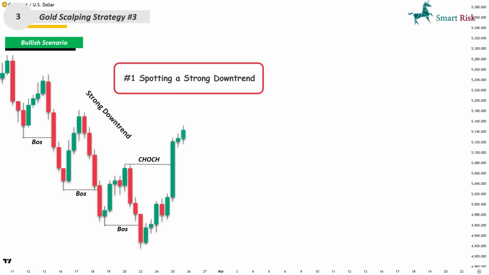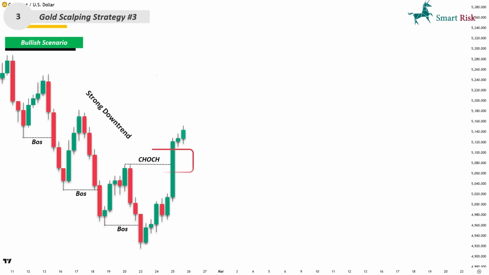Once that is confirmed, the next thing you need to look for is a higher time frame change of character. So, if price breaks and closes above the most recent break of structure high of a strong downtrend, it signals a bullish change of character, suggesting that sellers are losing control and the market may be preparing to shift direction.